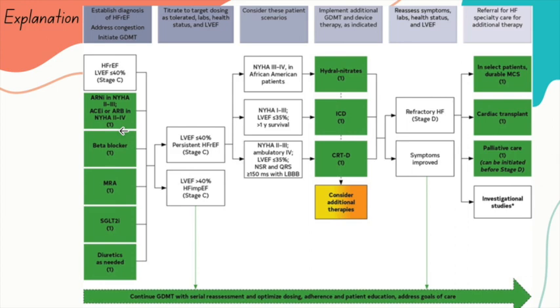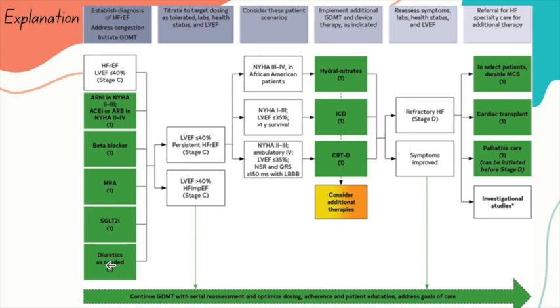Okay, so this treatment will reduce mortality. This treatment will make your patient live longer: ACE or ARBs, beta blocker, MRA, SGLT2. These medications will help your patient to live longer. The diuretics help them to feel better. Live longer: ACE, beta, MRA, SGLT2. Feel better: diuretics. Diuretics release the extra fluid that is being accumulated because of the heart failure.